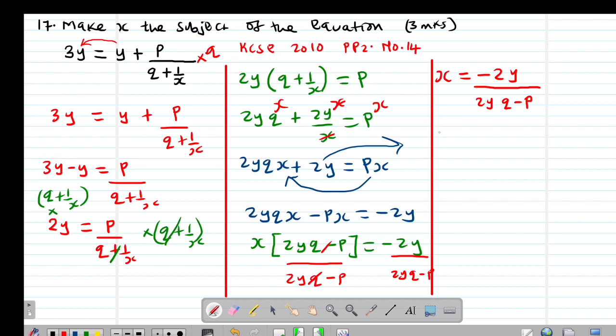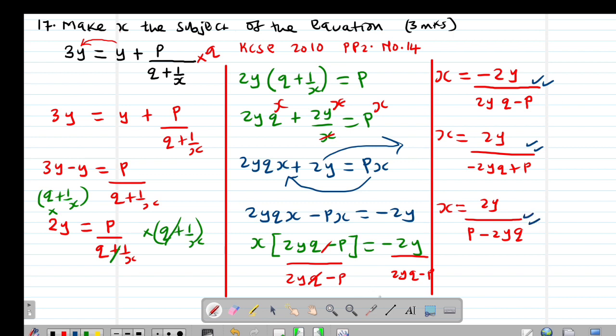Which can also be rewritten as, if I multiply through by negative both on the numerator and the denominator, positive 2y divided by negative 2yq plus p, which can be written as x is equal to 2y divided by p minus 2yq. So either this solution or this one, they are both acceptable solutions.